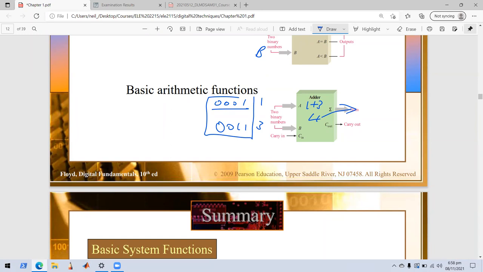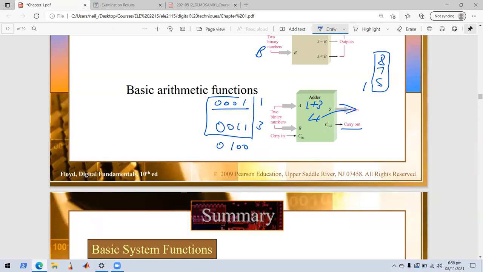Now, we would also notice there's a carry, and that's because sometimes in binary operations, these two here would add up to 0100, and sometimes you might have an extra bit that spills over. For example, you remember back in primary school when you used to add numbers, like 8 and 7. 8 and 7 is 15, and this one here would be carrying over into the tens side.